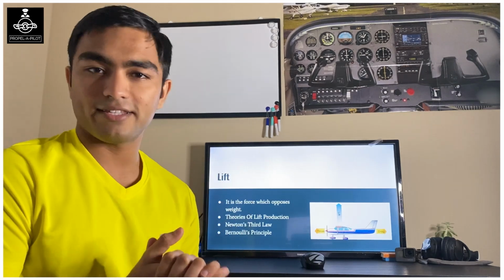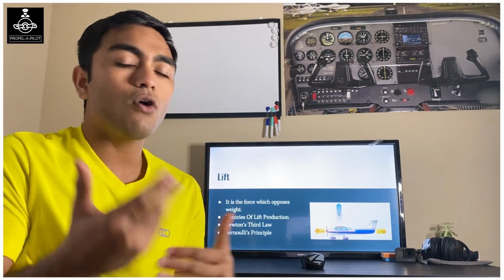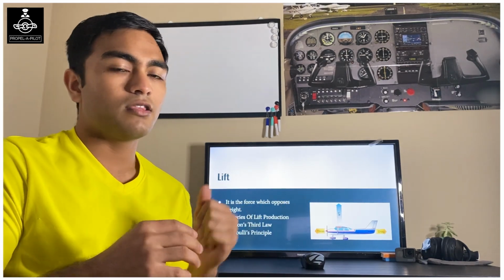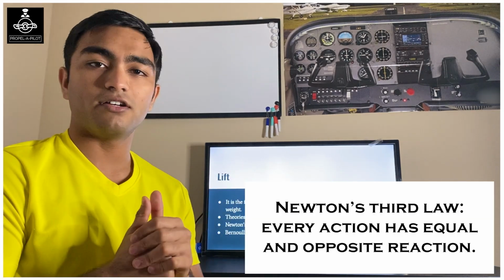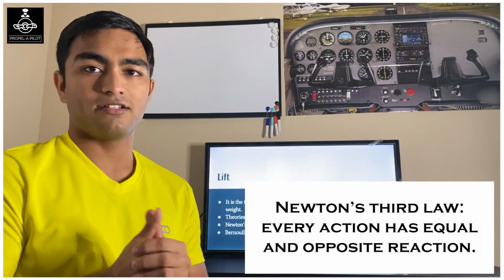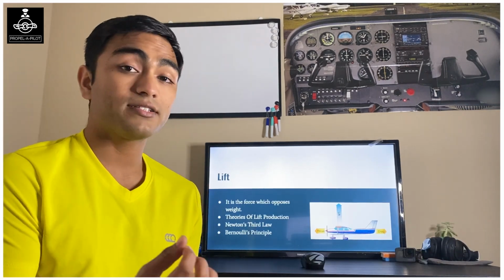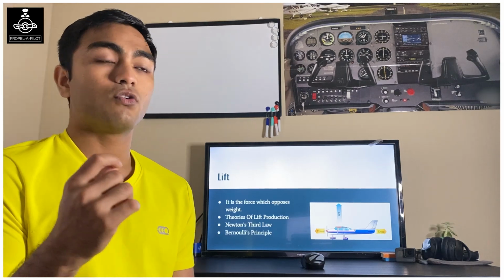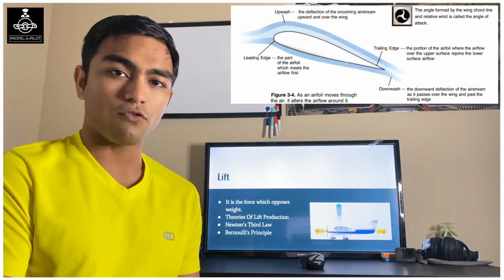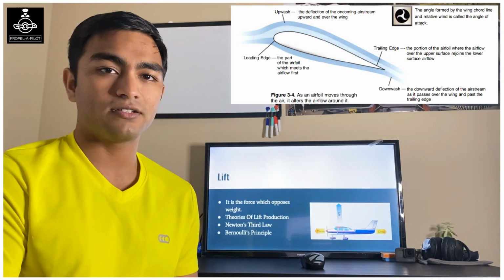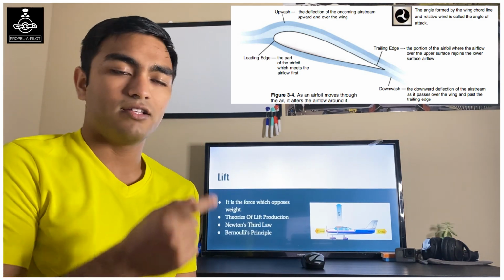Now, there are two main theories of lift production. We have tried to explain why lift occurs or how it is generated. The first theory is based on Newton's third law. Newton's third law states that for every action there is an equal and opposite reaction. We all might have heard this one. To understand how this creates lift, we need to take a look at the airflow around the wing. This is the image of the airfoil and its airflow. The leading edge, the trailing edge. Air moves up and over as well as down and under the wing.